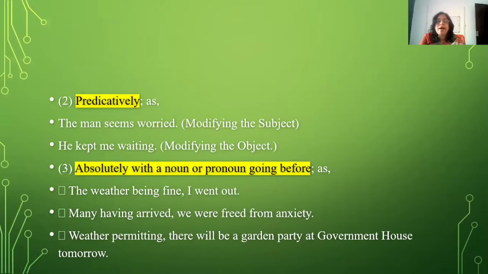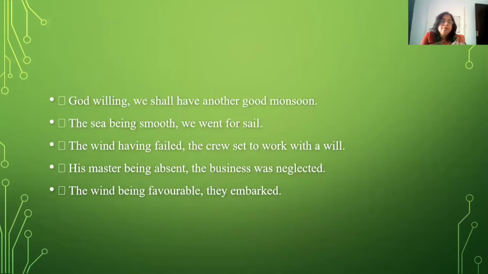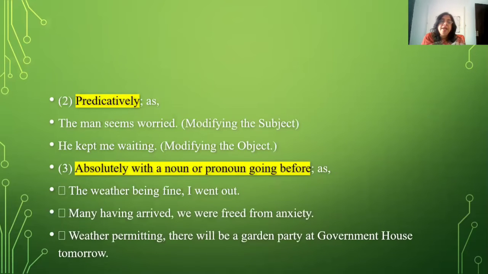Absolutely, with a noun or pronoun going before. How? The weather being fine, I went out. Many having arrived, we were freed from anxiety. Weather permitting, there will be a garden party at Government House tomorrow. God willing, we shall have another good monsoon. The sea being smooth, we went for a sail. The wind having failed, the crew set to work with a will. His master being absent, the business was neglected. The wind being favorable, they embarked. So in all these sentences, you can see it functions absolutely with a noun or pronoun going before it.